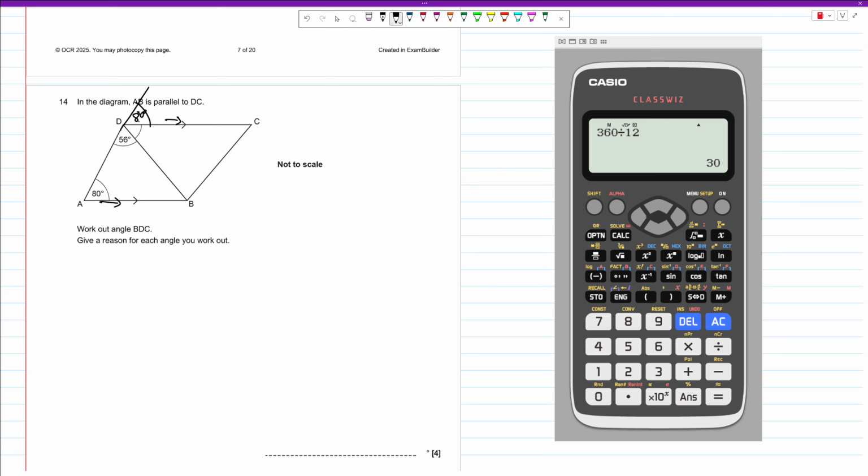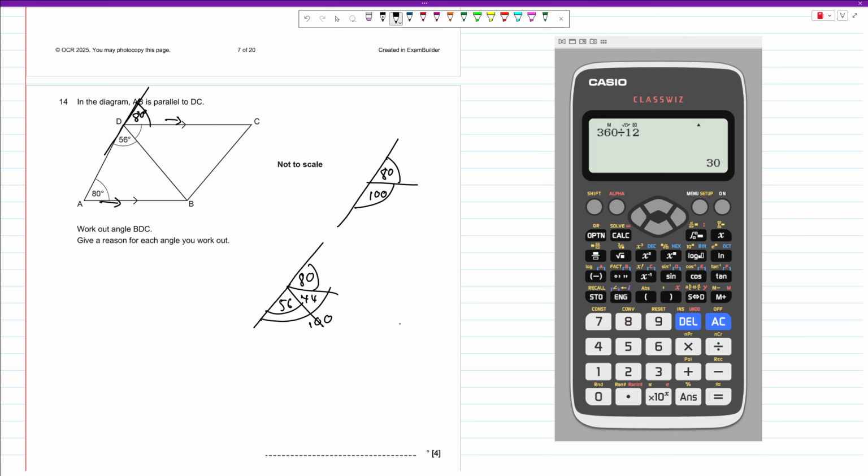Now, if this bit's 80 and this is on a straight line, I'm going to draw this slightly separate for a second. If that bit's 80, that bit must be 100. But if this bit has been split, remember this bit's 80, this bit's 56, but I know that the whole thing adds up to 100, that must make this little bit 44.